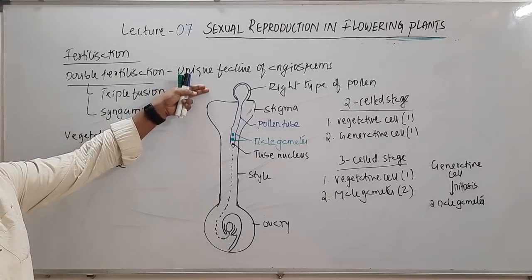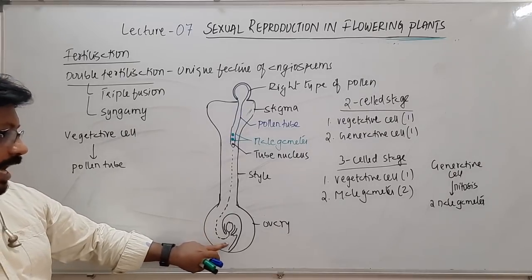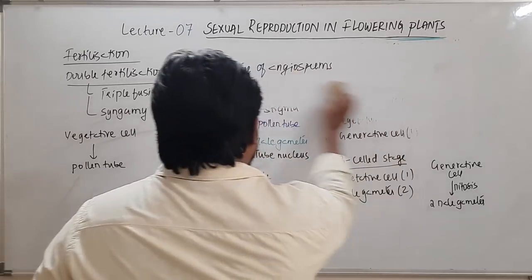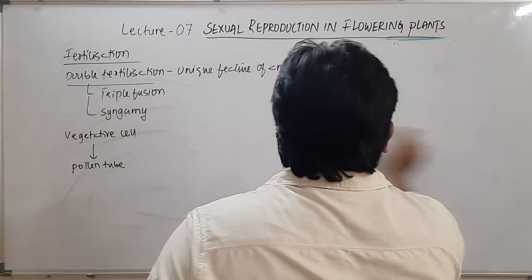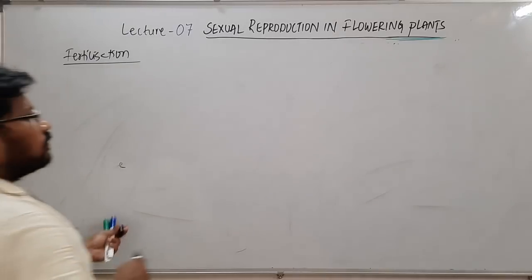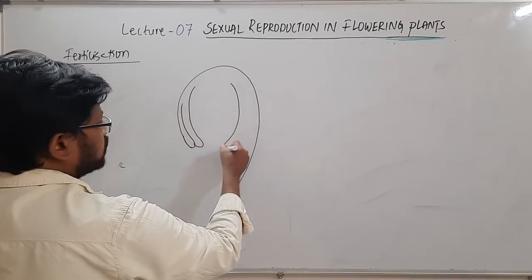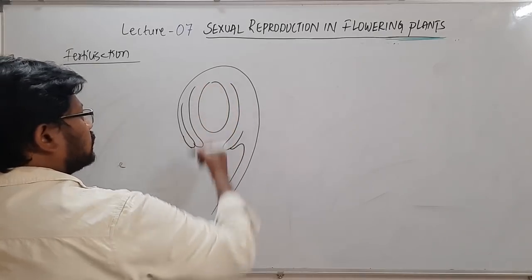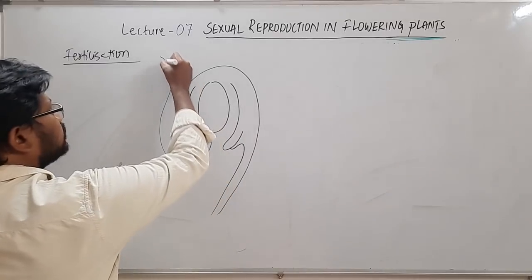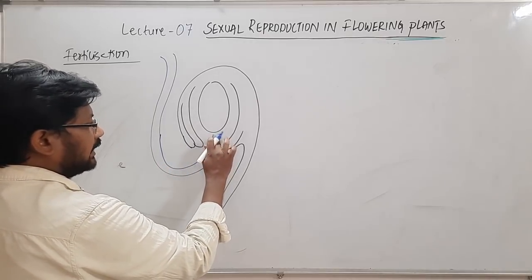Once the pollen tube germinates, it carries the male gametes through the stigma, through the style, and into the ovary, and finally enters the ovule through the micropylar end. So now let's see this at the ovule level. Here is the embryo sac, and this is the pollen tube carrying the male gametes, and it has entered the micropyle.